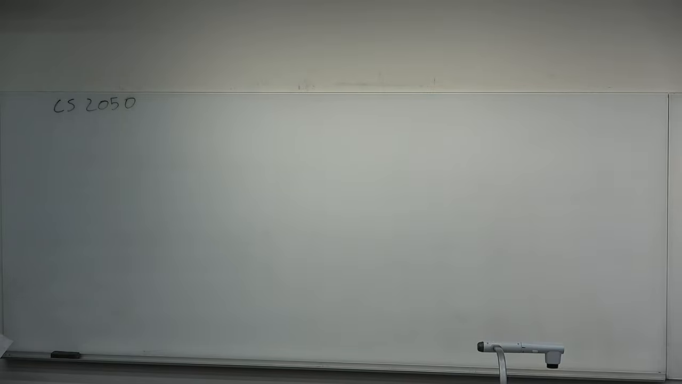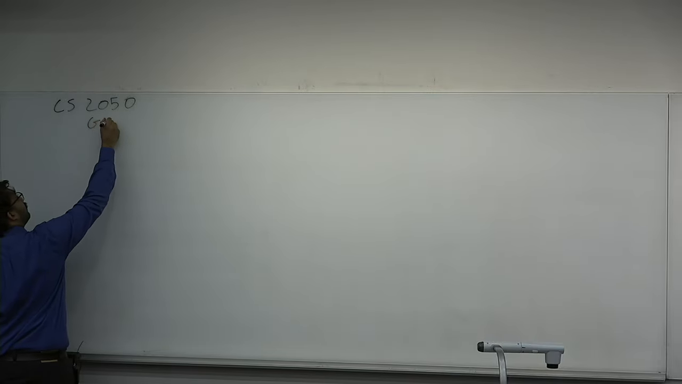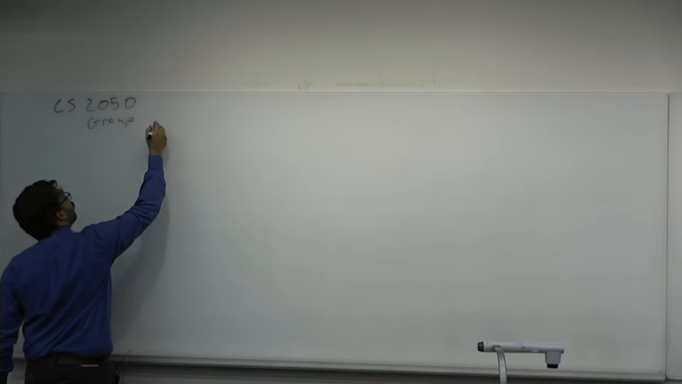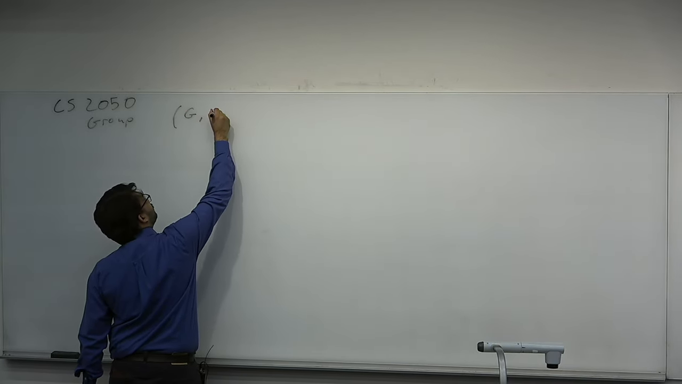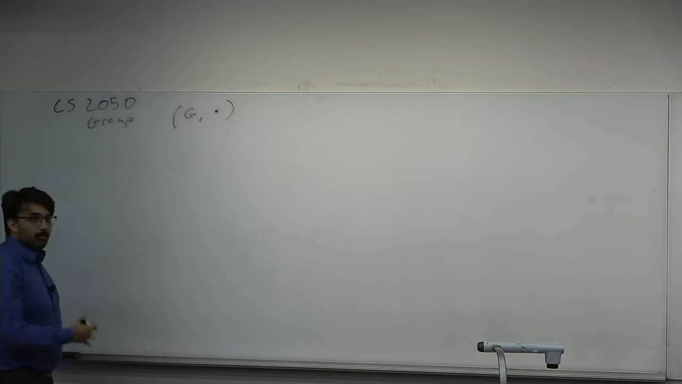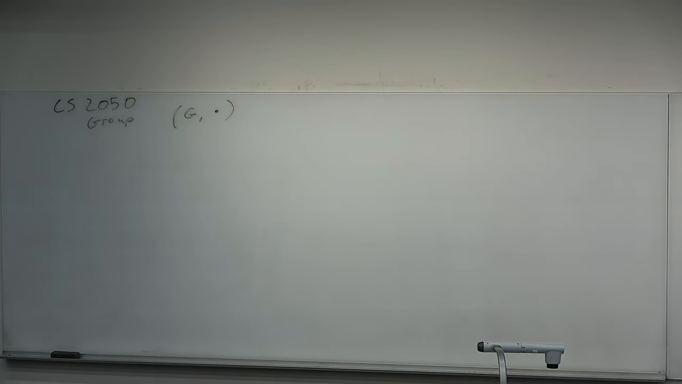So a group is defined with the following axioms. A group is a pair: a set G and a binary operation, which we'll call the multiplication operation, but it may not be multiplication itself. It's a general operation. It can be anything depending upon what the group is, and that'll be clear when we do some examples. There's only four axioms.